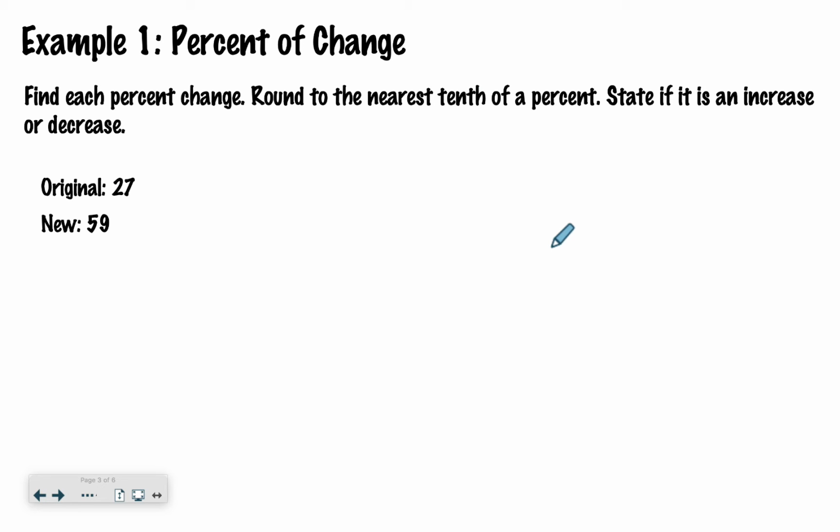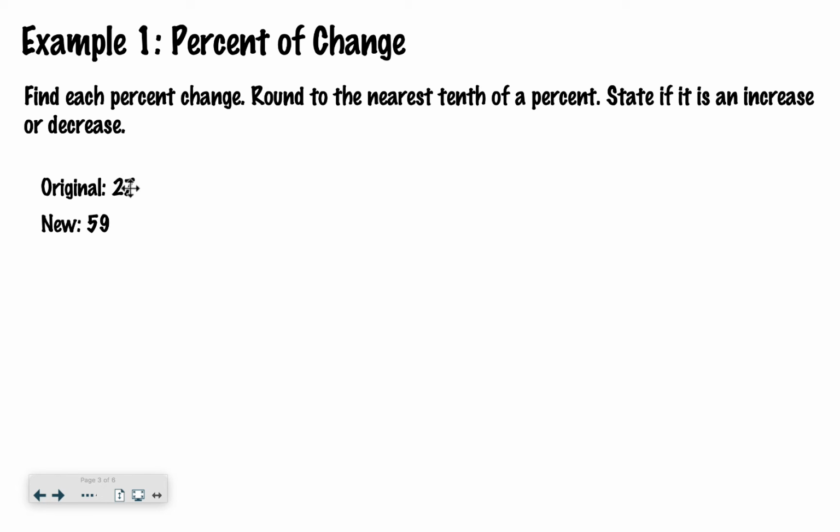Now, let's try a problem. We want to find each percent of change. We're going to round to the nearest tenth of a percent. And we are going to state if it is an increase or decrease. Okay, so I like to start with the increase or decrease. That's often what people forget because it's the last sentence of the directions, but I like to start there.